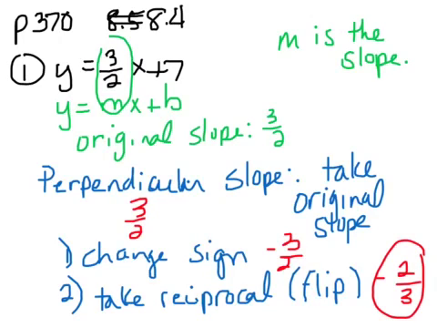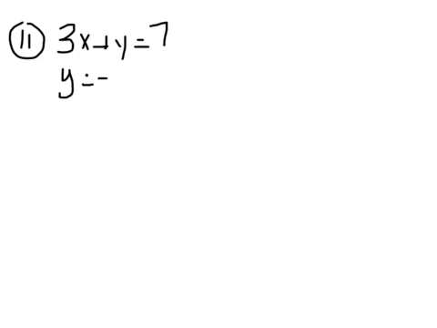So let's look down to a couple on the bottom. In the bottom part, they want us to tell whether two lines are perpendicular, parallel, or neither. All right, so I'm going to do some. We did number 13 in class, so I'm going to choose just to do some that we didn't do. Number 11. 3x plus y equals 7. And then we have y equals negative 3x plus 2.